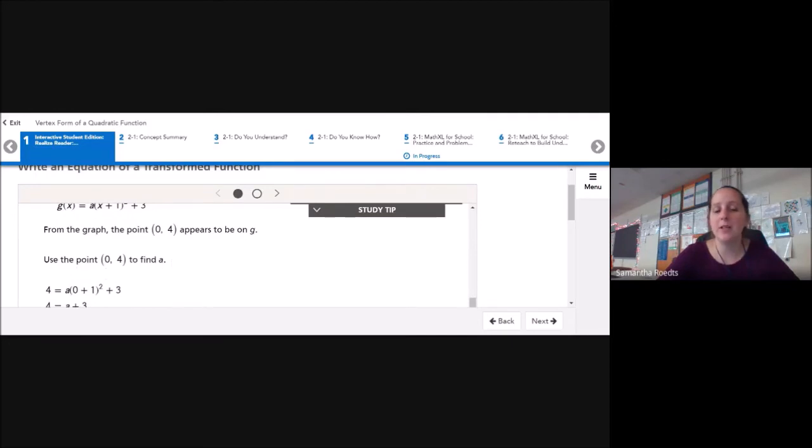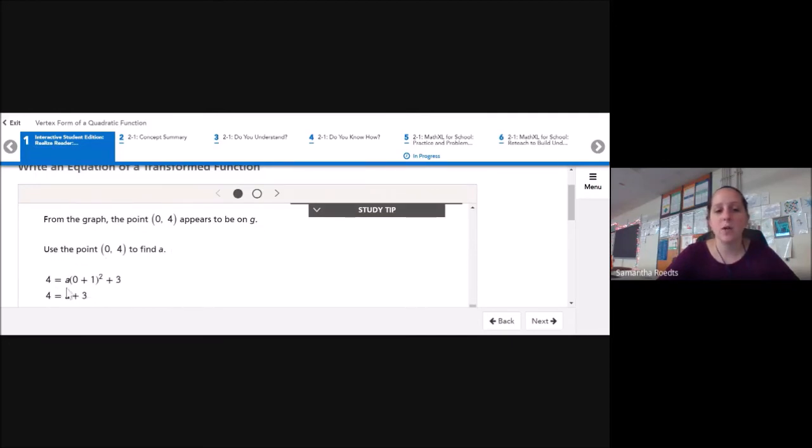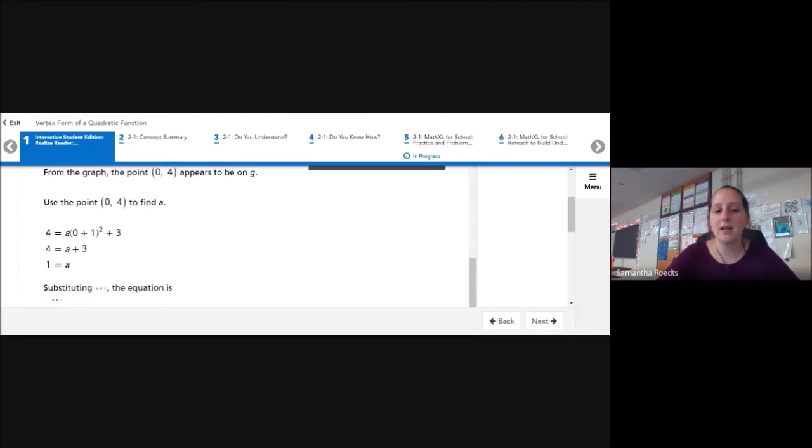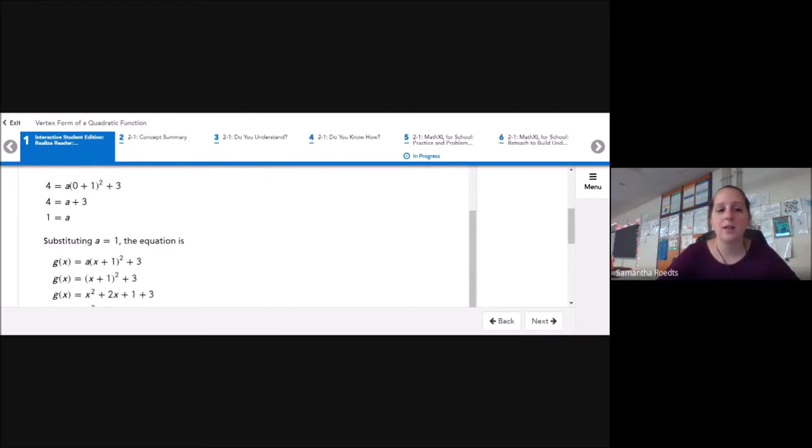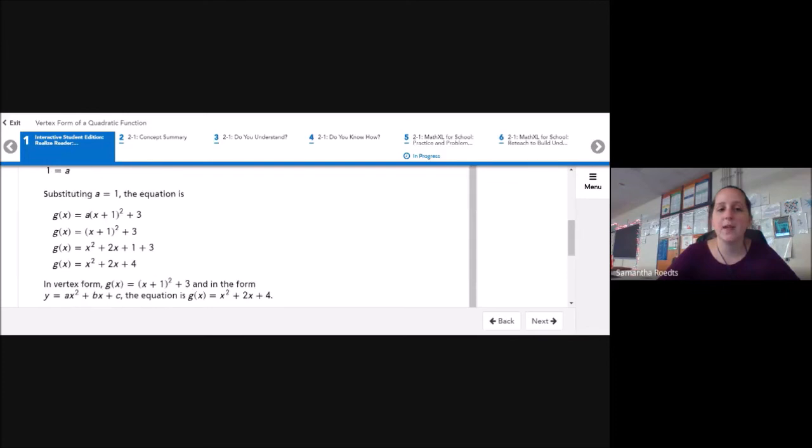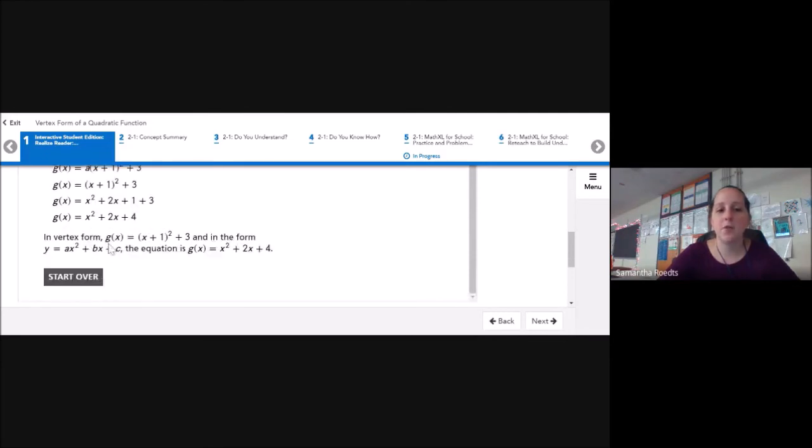So I can use that point to find a. So 4 equals a times 0 plus 1 squared plus 3. So 4 equals a plus 3, so 1 equals a. I write that back. g of x equals (x plus 1) squared plus 3. I factor this out. So (x plus 1) times (x plus 1) equals x squared plus 2x plus 1, plus 3. I simplify the 3 plus 1, which is 4.